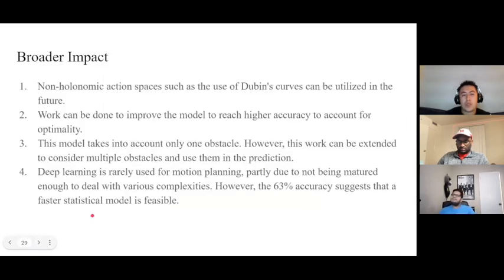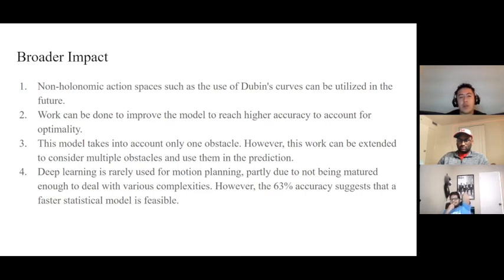To conclude, as a broader impact, we have also selected that a non-holonomic action space, such as the use of Bezier curves, can be utilized in the future. This means that instead of going with 4 defined options or actions, we can increase these and therefore get closer to the circle or the obstacle to achieve a better path and a faster speed of convergence. Also, we have determined that better work can be done to reach a higher accuracy and account for optimality. This will be achieved if we get better data.